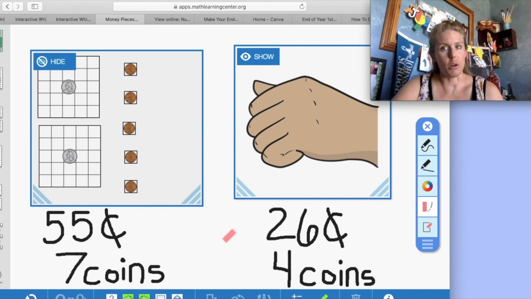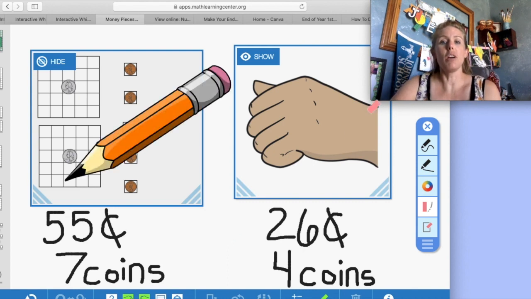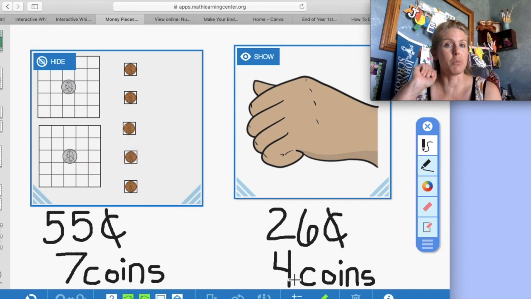All right, so for tomorrow's homework, we are looking at what is in this hand behind here, and we're looking for 26 cents. We're making 26 cents by using 4 coins. So what 4 coins would we need to use to make 26 cents? All right, I know you guys can do this. You guys have such great math brains.